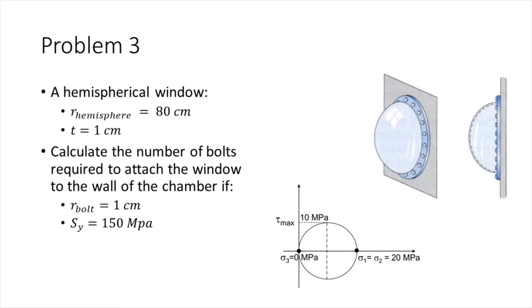In this problem, we have a decompression chamber with a hemispherical window. A hemispherical window is subject to an internal air pressure P. The inner radius of the hemisphere is 80 centimeters and its thickness is 1 centimeter. The Mohr circle representation of the principal stress for a small element taken on the surface of the window is shown below. Calculate the number of bolts required to attach the window to the wall of the chamber if each bolt has a radius of 1 centimeter and the allowable tensile stress for the bolt is 150 megapascals.